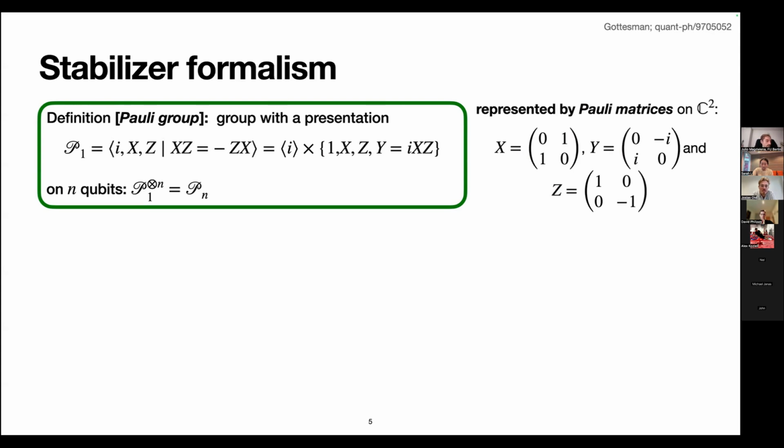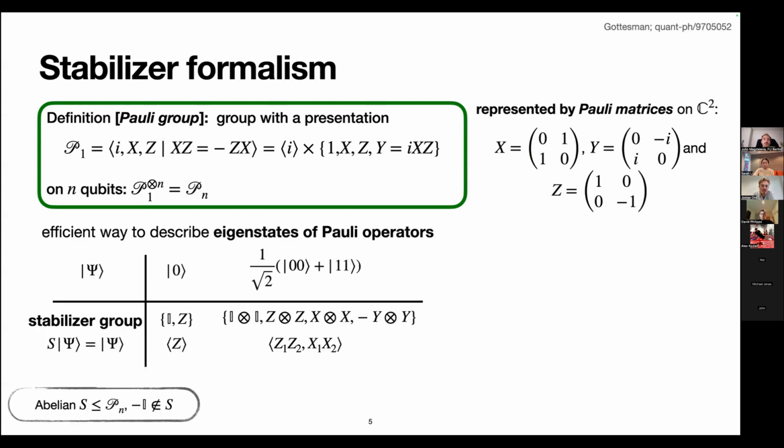And there is an efficient way to describe many-body or many-qubit states in terms of eigenstates of these operators. If you think of the computational zero state, you can say all the coefficients of my state, as a vector in a complex vector space, are zero except a single one, which has a 1. Or you can say it's a state that is stabilized by the group generated by the single Pauli Z operator. These are two equivalent descriptions. And similarly, for many qubit systems, this generalizes, of course. And in order for this description to be non-trivial, the group has to be abelian, and -1 shouldn't be in there.